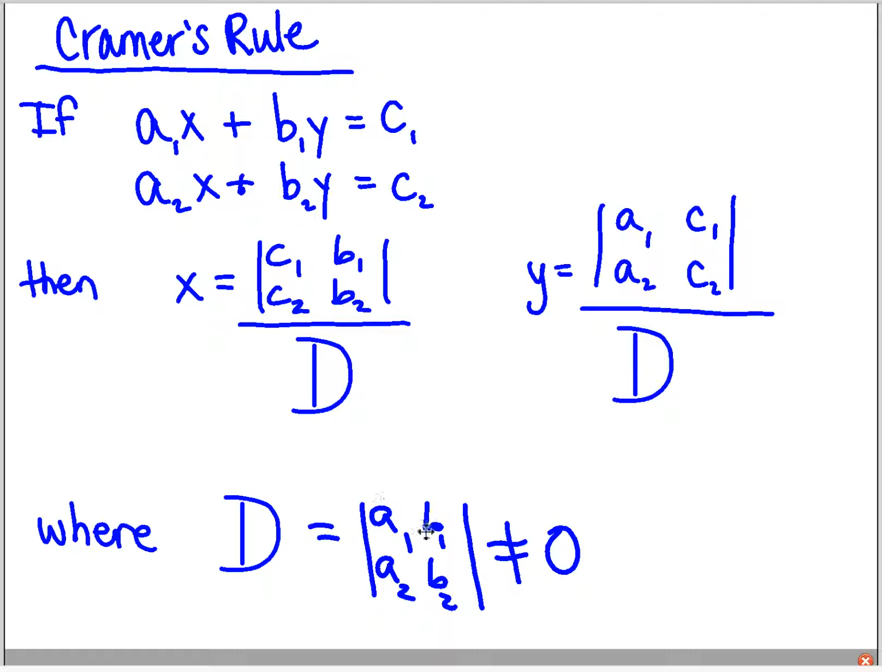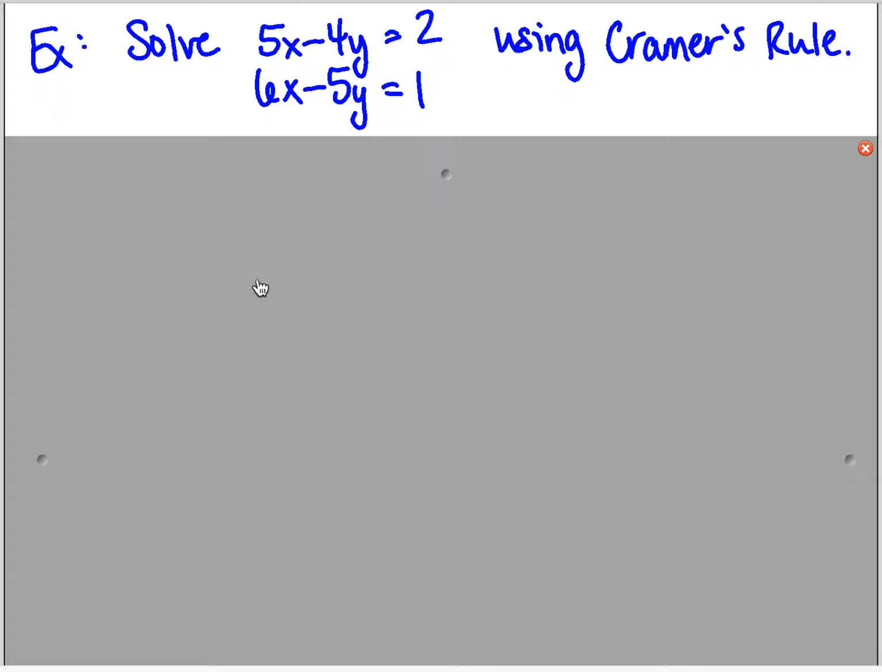If that determinant doesn't equal 0, then you can solve the system using Cramer's rule. If it were to equal 0, you couldn't solve it using Cramer's rule. Once again, it would mean that there are no solutions or an infinite number of solutions, so you would have to go back to an algebraic method. The example that I have is 5x minus 4y equals 2 and 6x minus 5y equals 1, and I want you to solve it using Cramer's rule, using the formula that you were given. Go ahead and pause the video, determine what D is first, and then if it doesn't equal 0, you can go ahead and solve for x and solve for y.